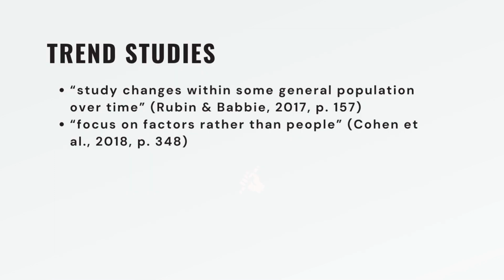For the next design, Rubin and Babbie state that trend studies are those that study changes within some general population over time. Cohen et al. note that trend studies focus on factors, for example, mathematics performance, rather than people, and these factors are studied over time. New samples, different people, are drawn at each stage of the data collection, but focus on the same factors, and if random samples are used, they can be representative of the wider population.